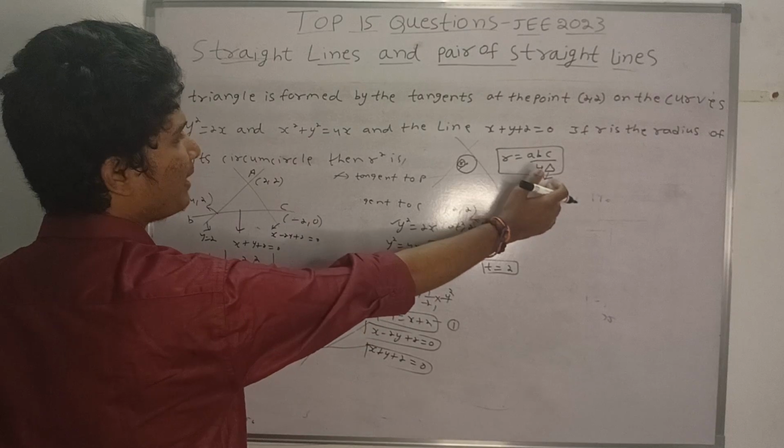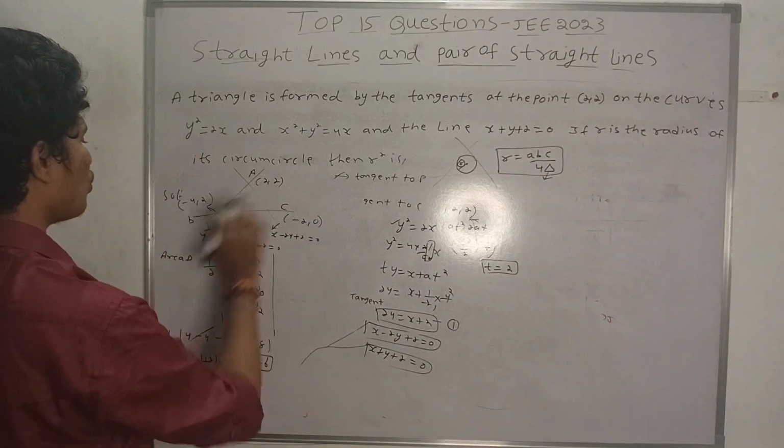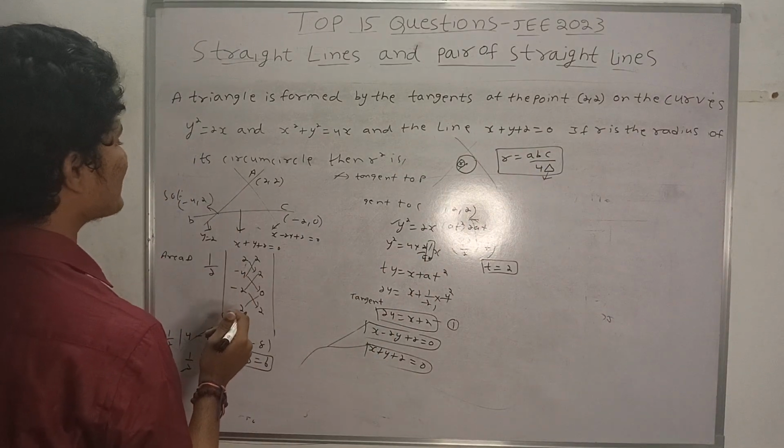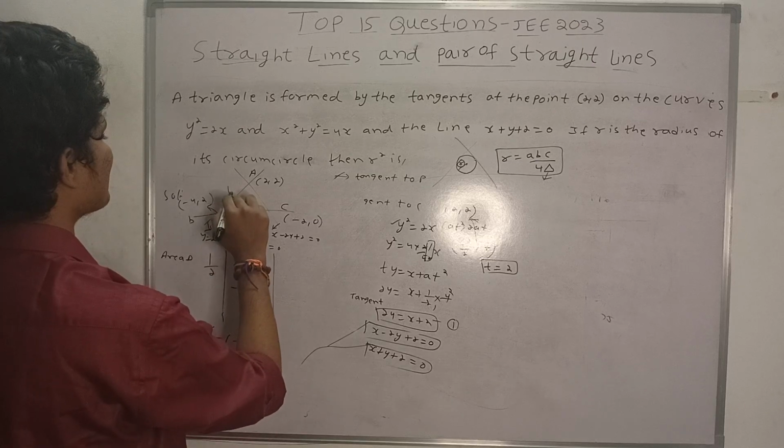So the work is completed, but we have to find the distances. (2, 2) and (-4, 2). What is the distance here? The distance is 6 here.